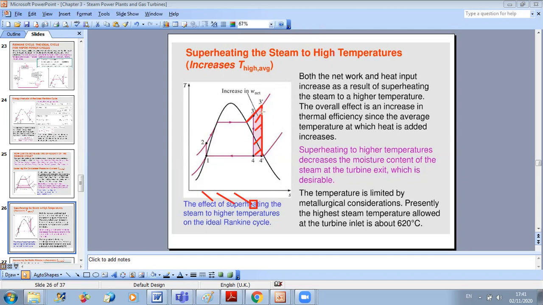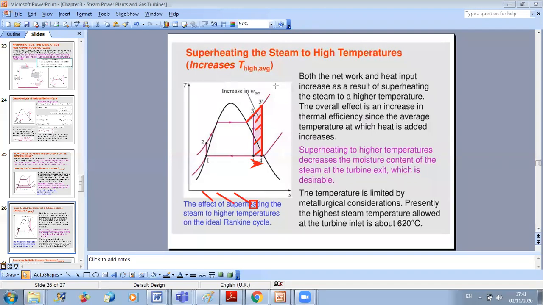But at the same time, this is the second advantage, I can reduce the moisture content at the exit of the turbine. So it's very good. Doing superheating is very good. But what can be the limit for superheating? Why can I not reach a very high temperature?